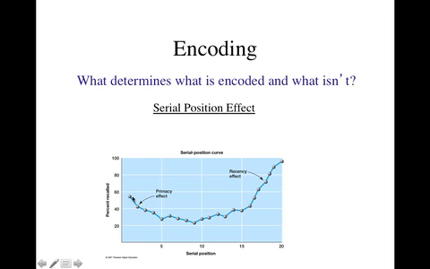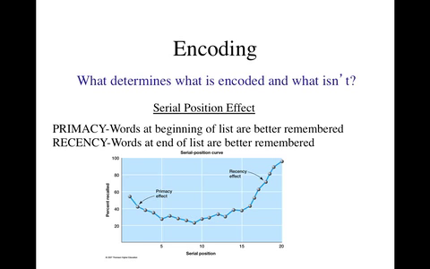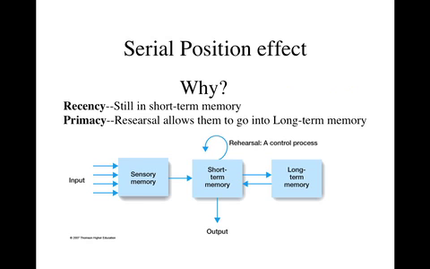So there's a primacy effect. Words early on in the list are remembered fairly well. Words towards the end of the list are remembered the best, and words in the middle of the list are remembered more poorly. So primacy refers to the words at the beginning of the list, and recency to the words at the end of the list, which are better remembered. So why? Well, recency is usually thought of as being because the information is still in short-term memory. That's why you remember that.